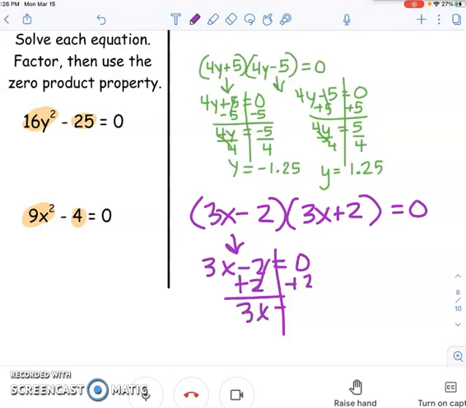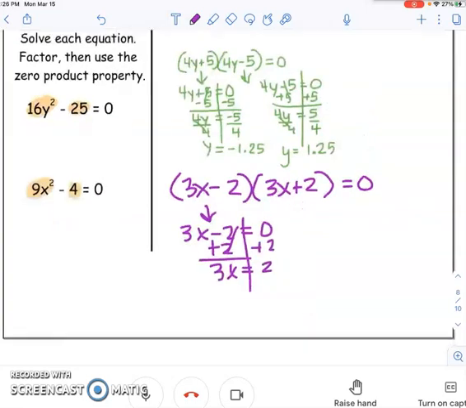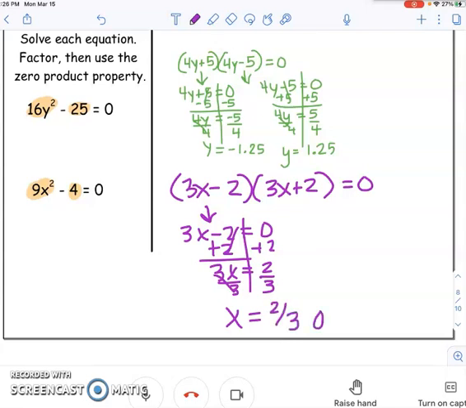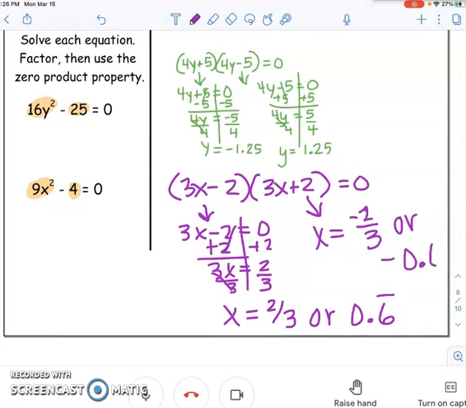And then if we solve one, 3x equals 2. So then if I divide by 3, it's going to stay a fraction. So x equals 2/3. Or if you wanted to write that as a decimal, it would be 0.6 repeating. And then solving the other one is just going to give us negative 2/3 or negative 0.6 repeating. So make sure that you find both answers.